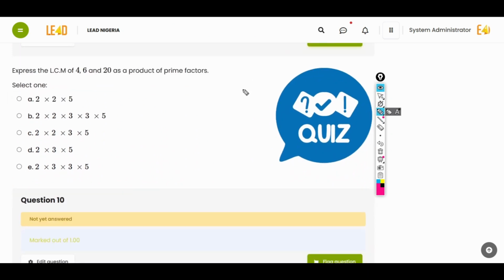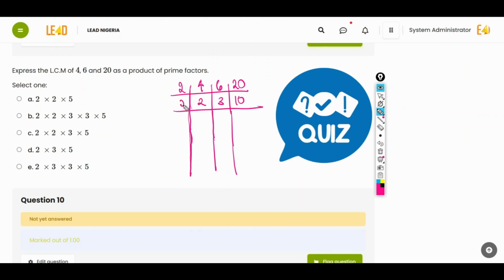All right, so find the LCM of 4, 6, and 20, and express that LCM as a product of prime factors. So 4, 6, 20. We can use 2. We have 2, 3, 10. We can use 2 again. We have 1, 3, 5. Now we use 3.